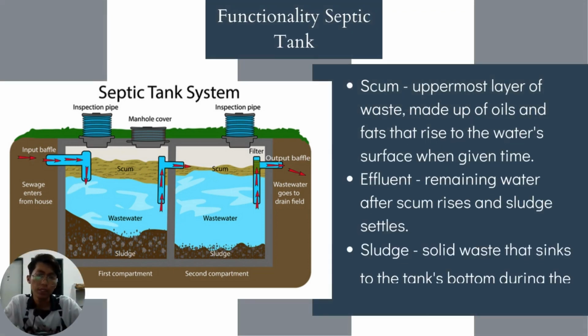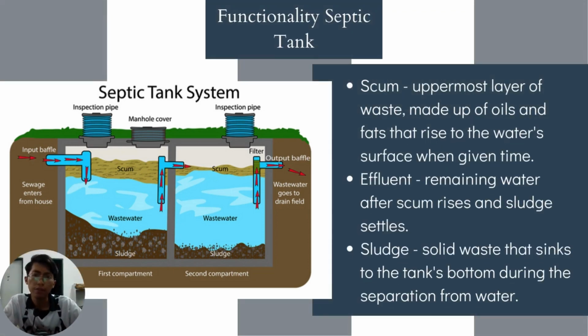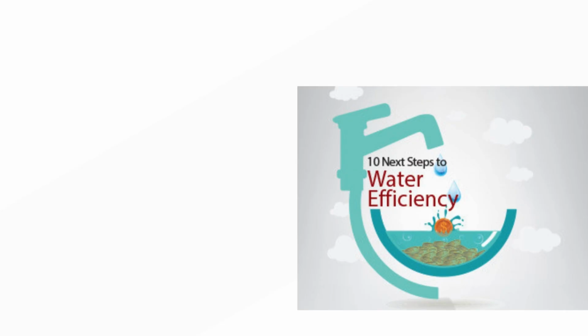Functionality of the septic tank. A septic tank has three layers. First layer is the scum. Scum is the uppermost layer of waste made up of oils and fats that rise to the water surface when given time. Second layer is the effluent. Effluent is the remaining water after scum rises and sludge settles. And the last layer is the sludge. Sludge is the solid waste that sinks to the tank bottom during separation from water.